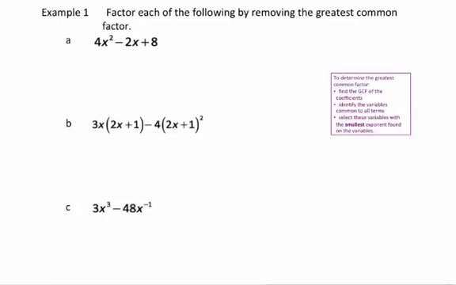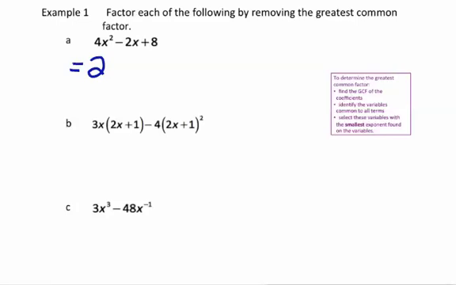If we look at the coefficients, those would be 4, -2, and 8. We can see that you can divide all three of those by 2. Another way of saying that is you can factor out a 2 from each of those. If we look at the variables, we have x squared, we have x, and then we have a constant with the 8. So there's no variables that are common to all three terms, so we can ignore them for the moment.